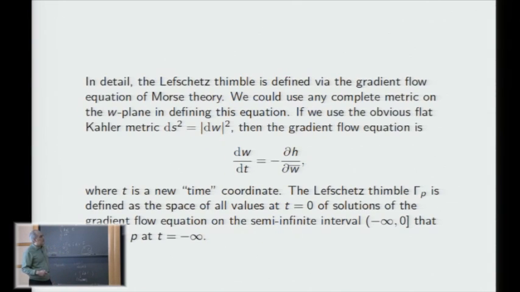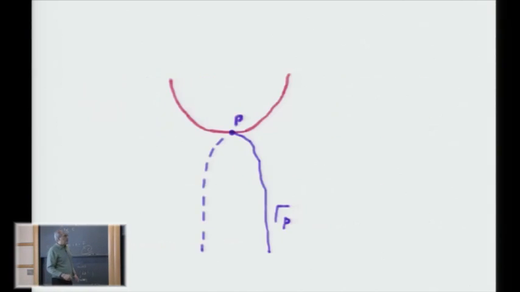So in general, you define the Lefschetz thimble by the gradient flow equation of Morse theory. You pick a complete metric on the W plane, for example, the obvious flat metric, and you write the gradient flow equation, where I've introduced a new time coordinate. And then the Lefschetz thimble is defined as the space of all values at time 0 of solutions of the gradient flow equation on the semi-infinite interval that start at the critical point at time minus infinity. For example, there's a trivial solution that sits at p for all time. So p itself is contained in the Lefschetz thimble.